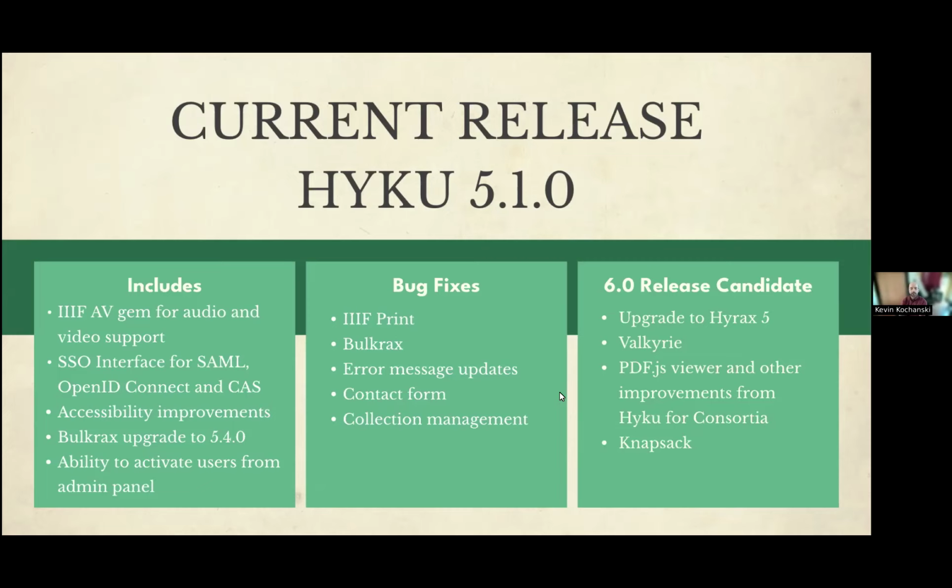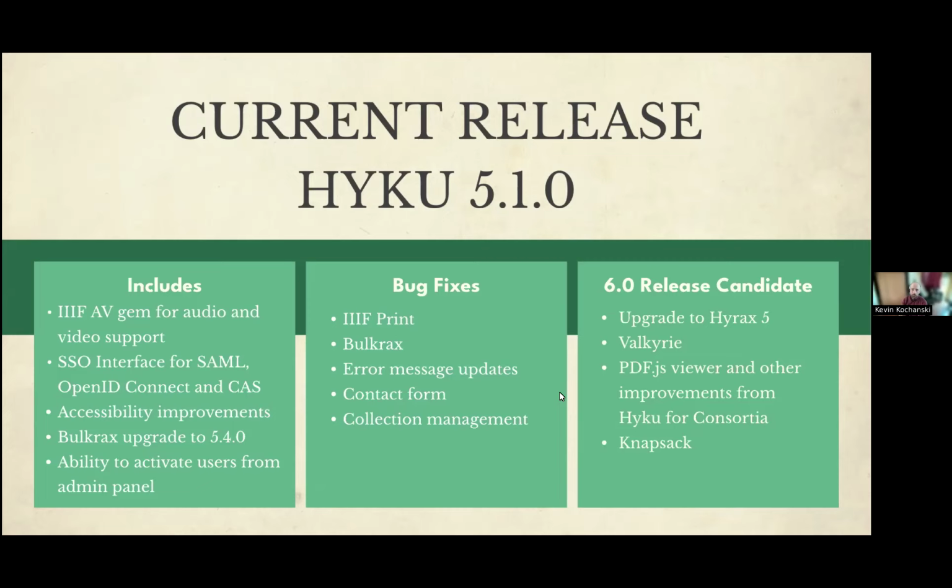There's some bug fixes related to the IIIF print gem, Bulkrax, updates to error messages, issues with the contact form and collection management. Certainly more details on those in the release notes. And there's a release candidate up for 6.0. And this will be a big one, so it's taken a bit just to get it right. But this would be an upgrade to Hyrax 5.